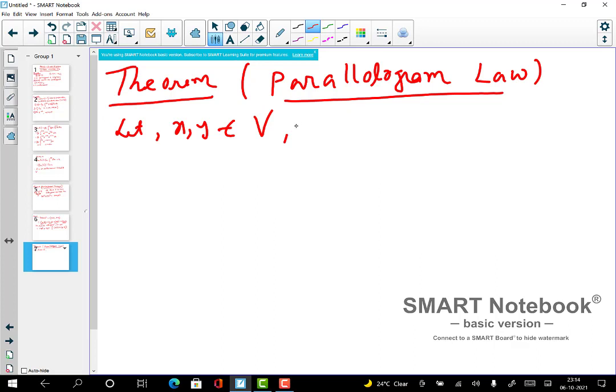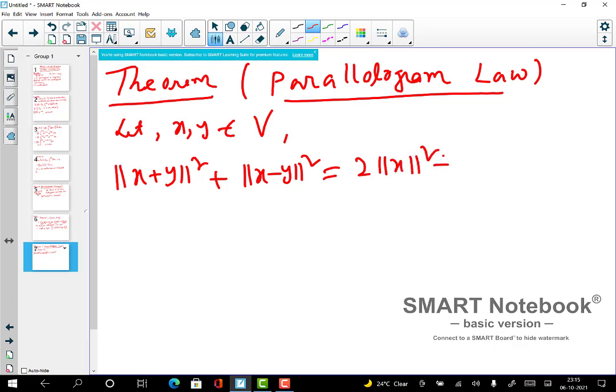You don't have to check whether x and y are perpendicular or orthogonal or not. For any two vectors, this is always true. We take the norm of x plus y whole square plus the norm of x minus y whole square, and that will be equal to 2 times the norm of x whole square plus 2 times the norm of y whole square.